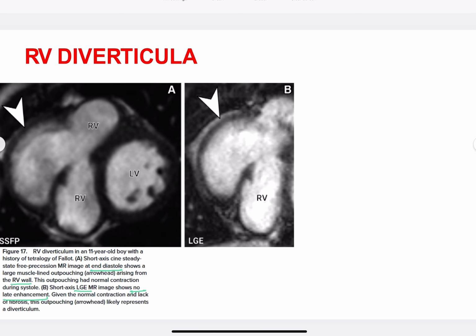Now this diverticula can even arise from the right ventricle. Here we are seeing there is this focal outpouching in the right ventricular wall, that is the muscle-lined outpouching in the first image, and the second one is late gadolinium enhancement, where we can see there is no late gadolinium enhancement, and thus this was an example of right ventricular diverticula.